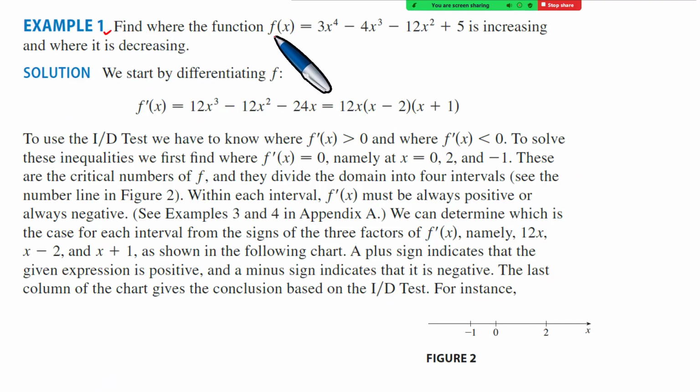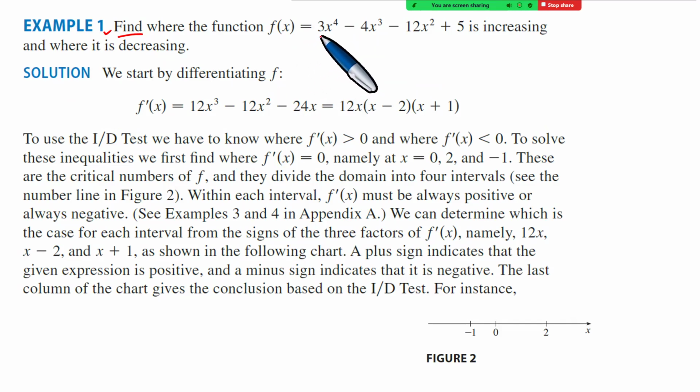Find where the function f of x, which equals 3x to the 4th power minus 4x cubed minus 12x squared plus 5, is increasing and where it is decreasing. We want to find where this function is increasing or decreasing. I know that is an easy part, but obviously we shall look at curve sketching today. Right, so we start by differentiating f. What is the derivative of f?